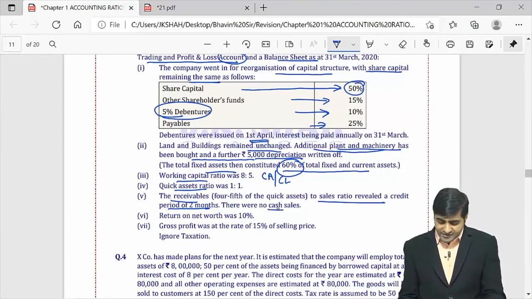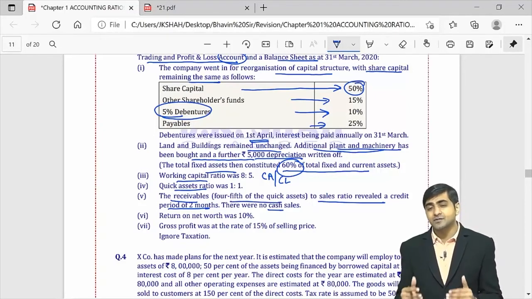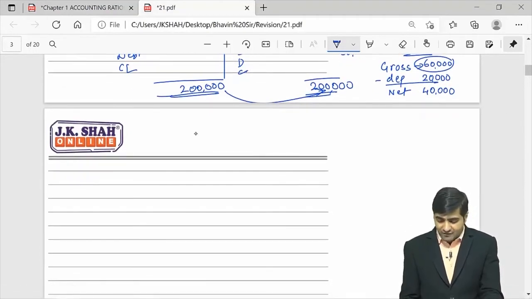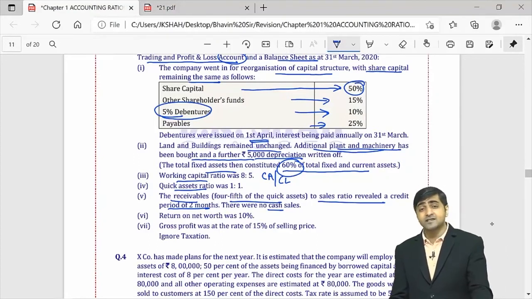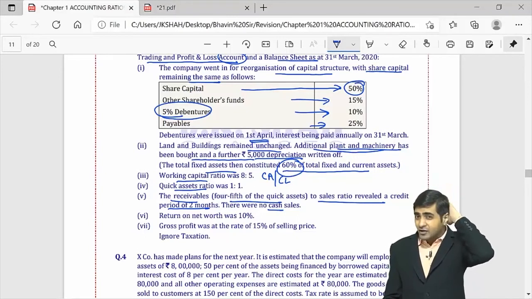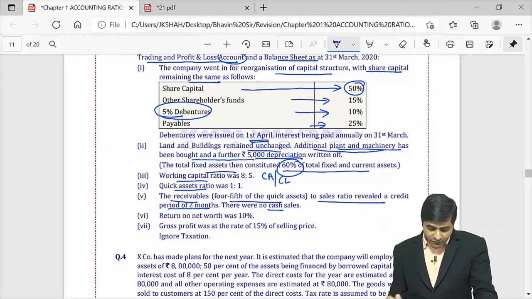And guys, there are no cash sales, and 4/5 of your quick assets will be considered as your debtors. So the moment you have your quick assets available, from that quick assets we have to take 4/5 part, and that will be forming part of your debtors. So 4/5 of your quick assets will be treated as your closing debtors, and with the help of your closing debtors and your debt collection period, we will be getting the amount of the credit sales. So that's how we have to calculate for your debt collection period.